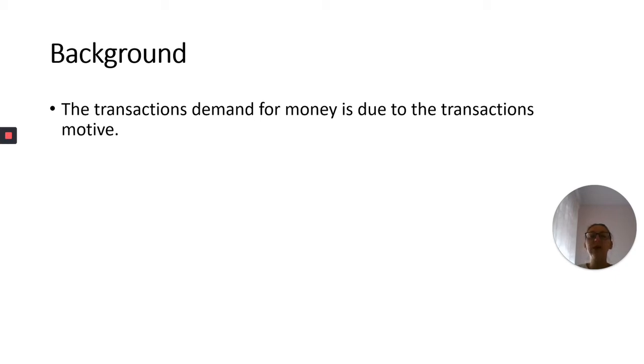First of all, we say that transactions demand for money is due to the transactions motive. That again repeats what I said, that this is linked with the means of payment function of money. So we are going to say that people need money only because they need to make transactions, and there should be no other motives, or no other needs for keeping money.